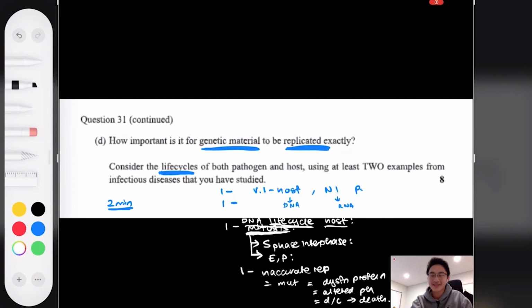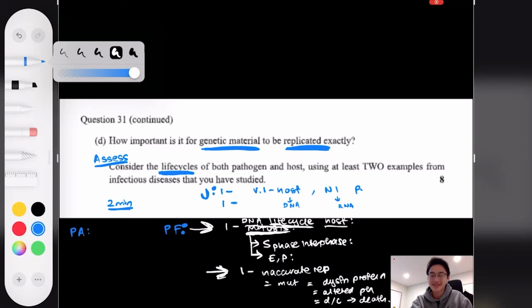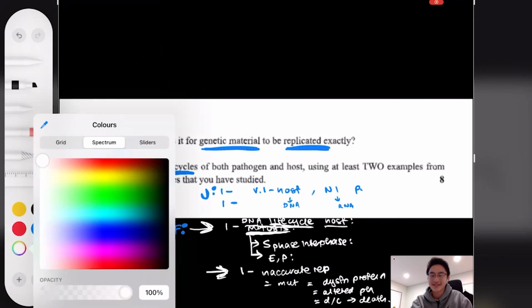Okay, so now I've explained the life cycle for the host. I've highlighted why it's important. So I've provided points for why it's important. I like what Maya did. She assumed this was an assess question. I think she was looking for a verb, couldn't find one because this is a trial question and sometimes they're worded funnily. But you can structure it like a judgment. So this is your judgment. This is your points for why it is important for it to be replicated exactly. And now we're going to provide points against, which is why the pathogen's genetic material does not need to be replicated exactly. Let's structure it the exact same way.